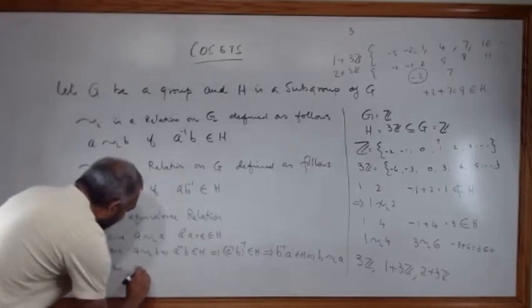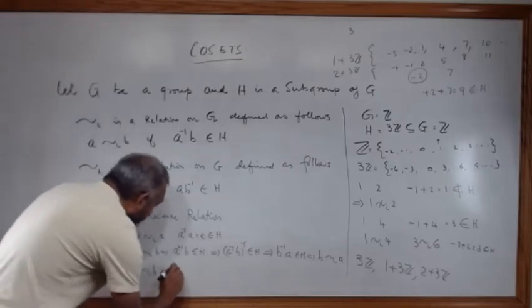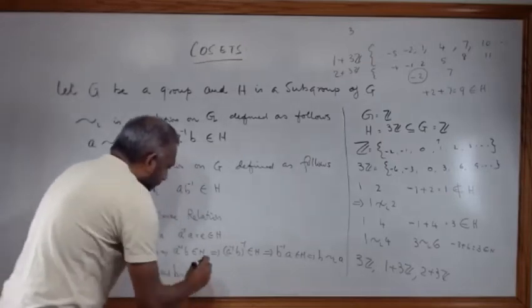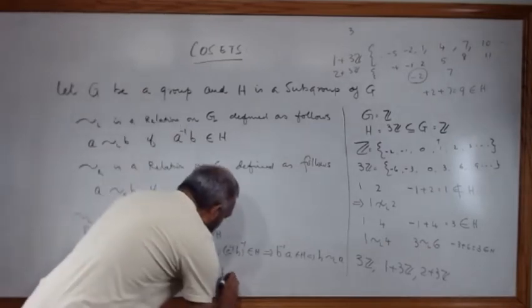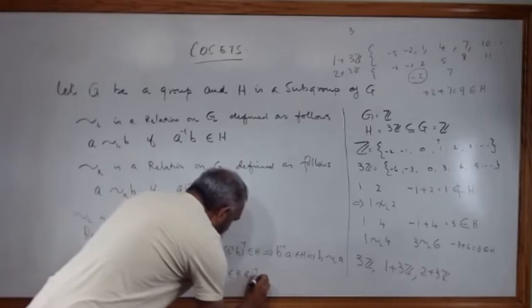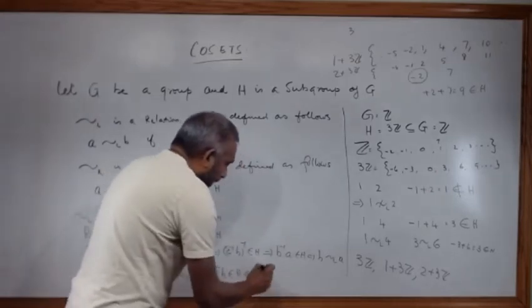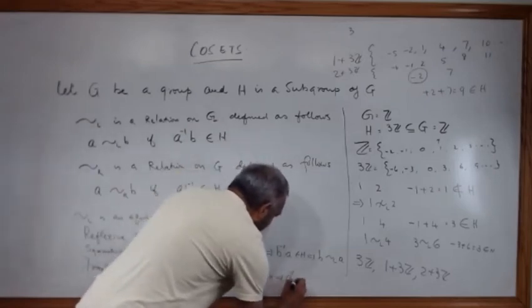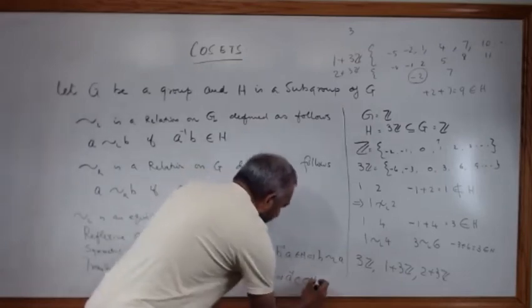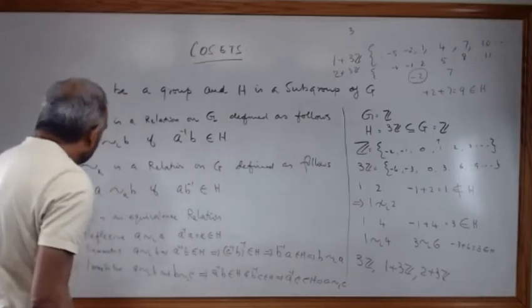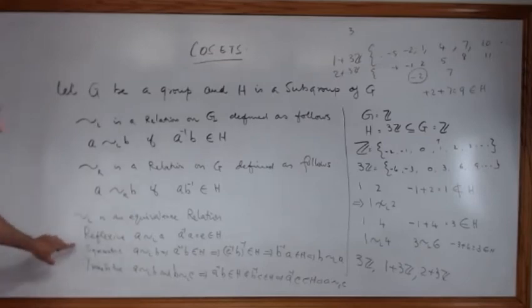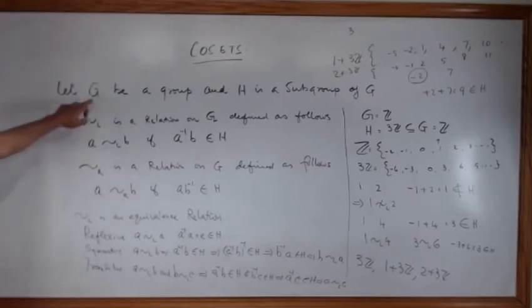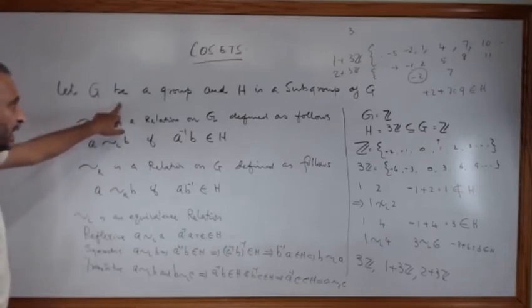because A related to B and B related to C implies A inverse B belongs to H and B inverse C belongs to H. Both are elements from H, and that implies the product also belongs to H, and that means A inverse C belongs to H, and that implies A is related to C. So this is really an equivalence relation, and similarly the right relation is also an equivalence relation, and this relation divides G into disjoint subsets or disjoint classes, and they are called cosets.